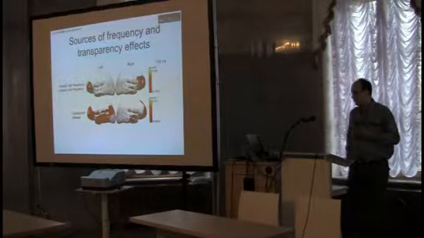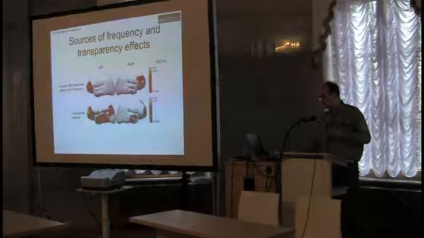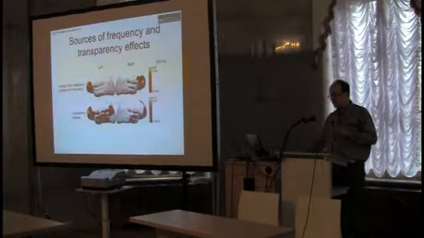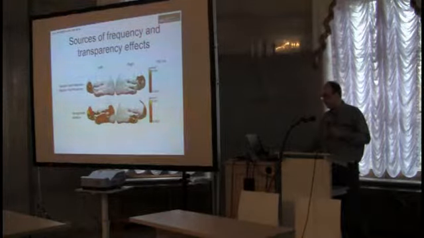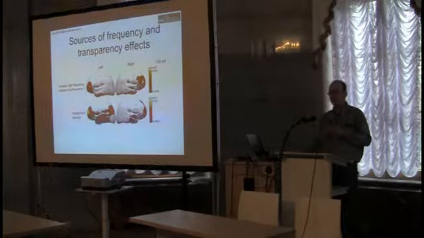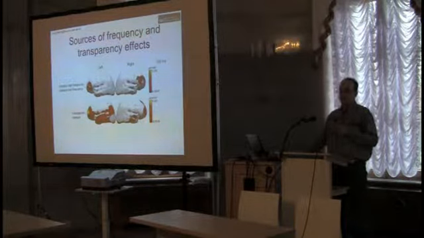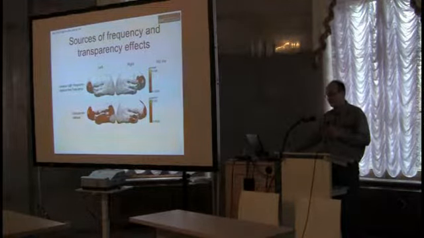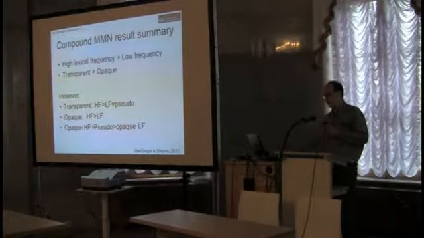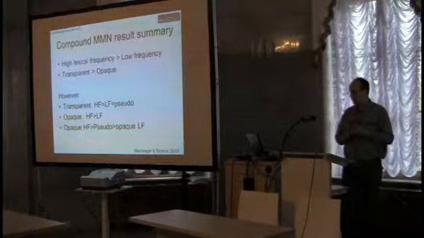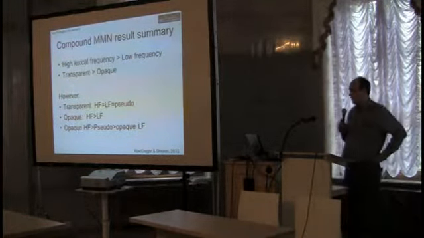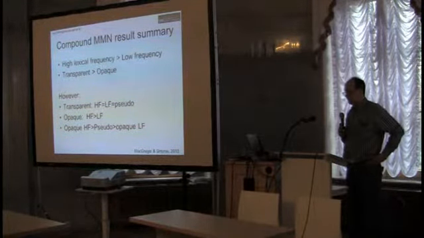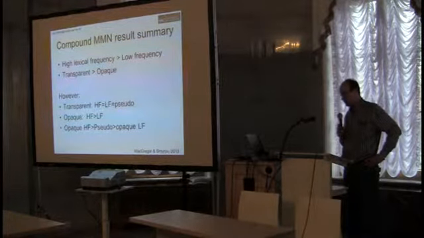The sources of frequency and transparency effects can be found in traditional language areas all over the temporal lobe for the transparency effect, and inferior frontal areas on both sides for the frequency effect, just like we showed for monomorphic items. But it only exists for opaque compounds, as I said. So we need to get through this somehow. So we get a high lexical frequency response bigger than low frequency. We have a transparent response bigger than opaque response.